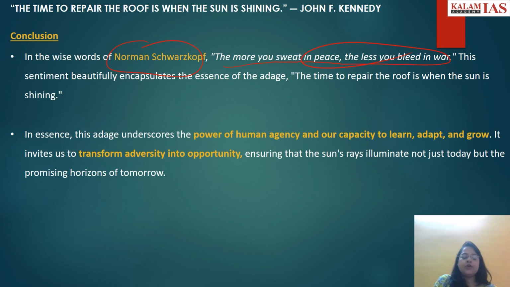Then you can write about the essence, about the futuristic view, how it is important to take timely action and that can transform any adversity into opportunity, ensuring that the sun's rays illuminate not just today, but the promising horizons of tomorrow. You can talk of the capacity to learn, adapt, grow, and be resilient, the power of human agency, and the capacity to learn continuously.